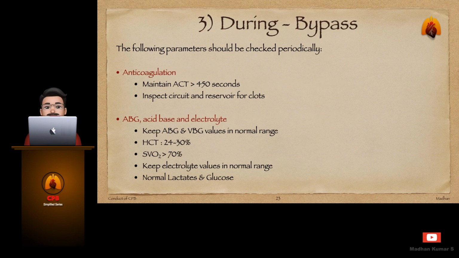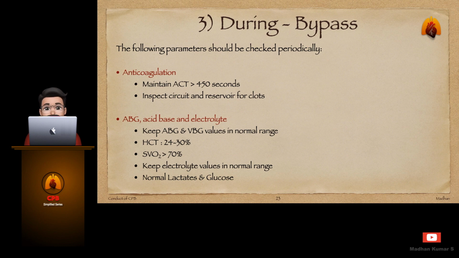During bypass, make sure the following parameters are checked periodically. Maintain your ACT more than 450 seconds and make sure you are checking the ACT intermittently. Inspect the circuit and reservoir for any clot formation. Keep your ABG and VBG values in normal range. Keep your hematocrit at the range of 24 to 30%.